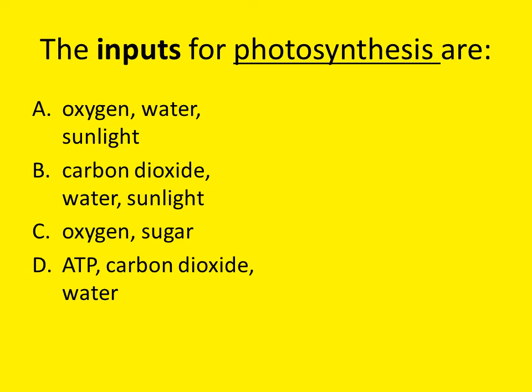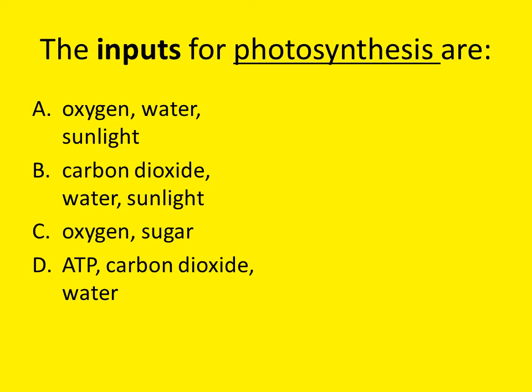All right, the inputs for photosynthesis are... the answer is B. So photosynthesis input would be, write this equation down. Photosynthesis equals sunlight plus water plus carbon dioxide, arrow pointing to the right, oxygen plus sugar.